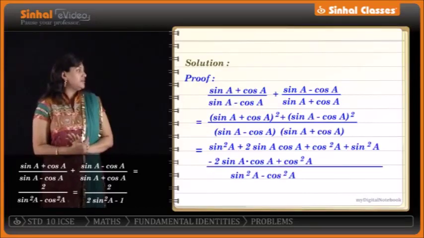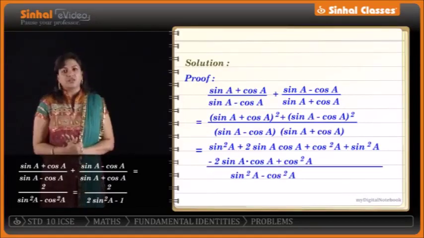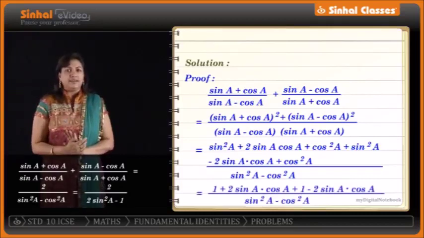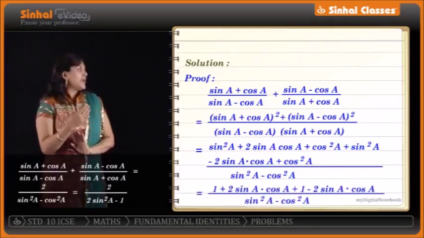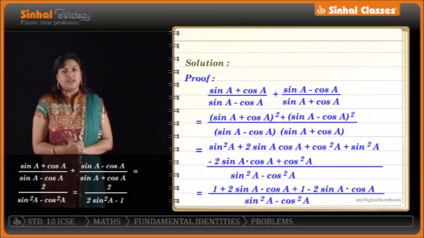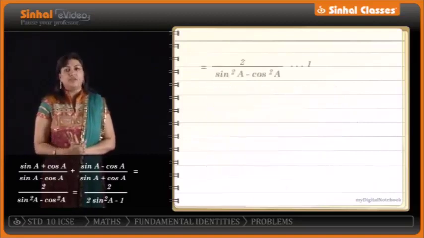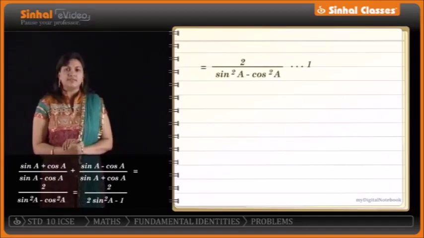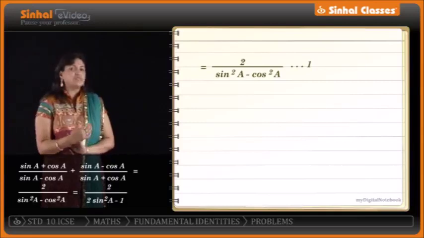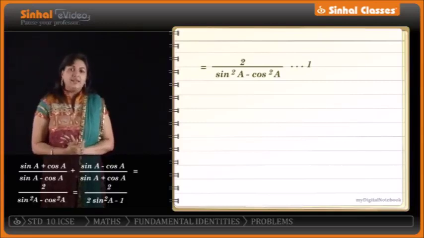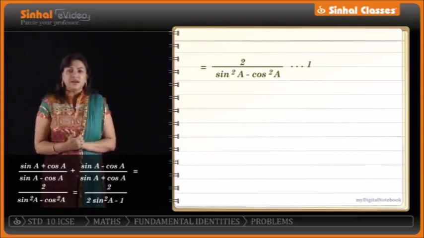Now from the numerator, sin square A plus cos square A is 1, the identity, and we have 2 sin A cos A minus 2 sin A cos A, they cancel. So we are left with 1 plus 1, which is 2 in the numerator, denominator as it is, sin square A minus cos square A. So we have got LHS as 2 upon sin square A minus cos square A, which is nothing but our second side. Now we have the third side.